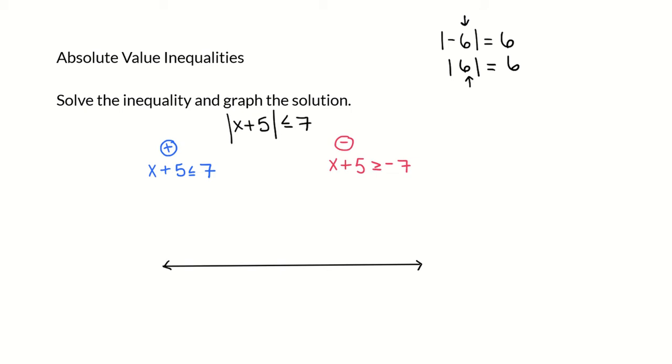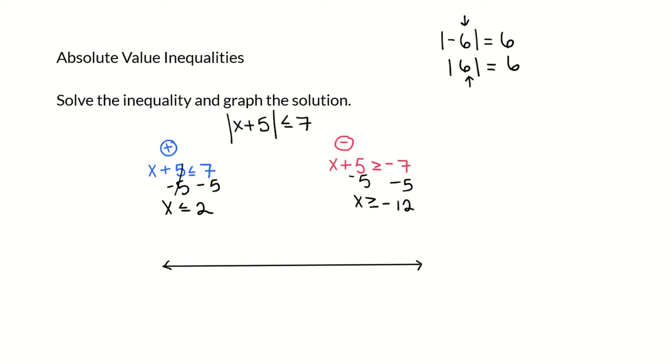So the positive equation we would solve by subtracting 5 from both sides, and we'd get x is less than or equal to 2. The negative equation, subtract 5 from both sides, and we get that x is greater than or equal to negative 12.